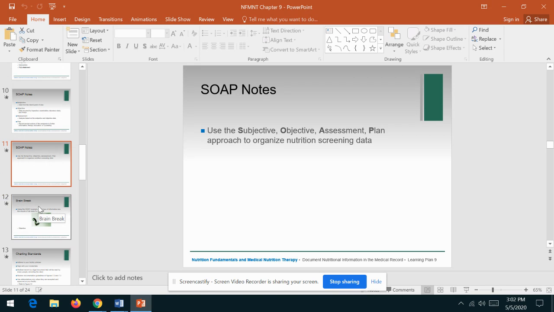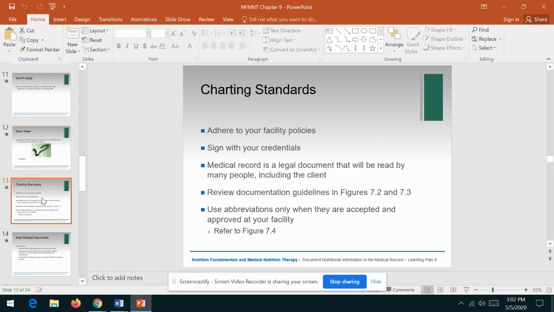So again, that chart on page 201 will be very helpful for you. Each facility is going to have its own policies. Like I said before, you need to sign with your credential. Remember that it's a medical document that can be read by anyone. So you want to make sure that you're not writing derogatory things about the patient or about your interdisciplinary team. For instance, you don't want to throw a nurse under the bus by saying something like, could not evaluate weight because nursing did not complete weights this month. You just want to make sure that you are writing factual information and documenting things.